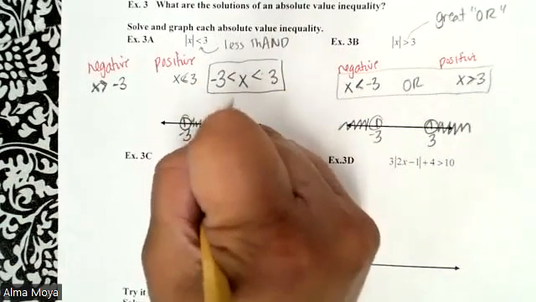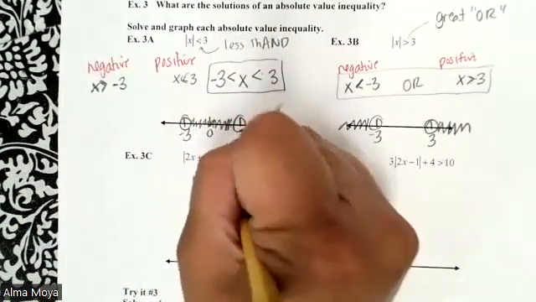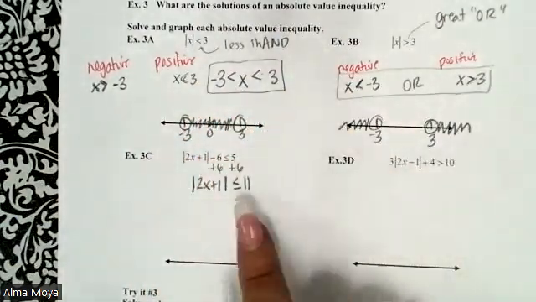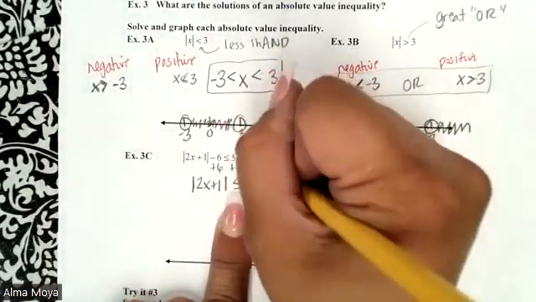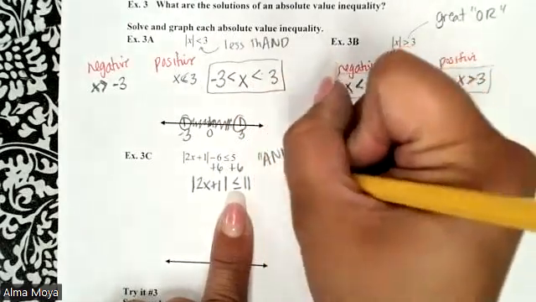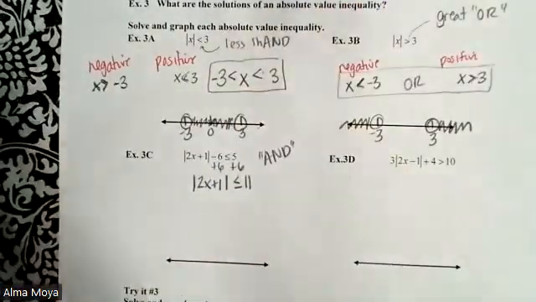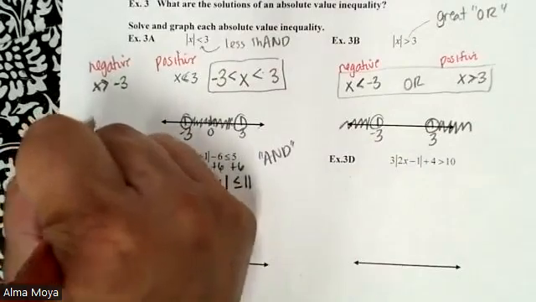So I have absolute value of 2x plus 1 is less than or equal to 11. Now I can say that's an "and." Okay, that's a less than symbol. So I know that's going to be an "and" graph. So the "and" graph has to look like this. I'm still going to do my negative and my positive.